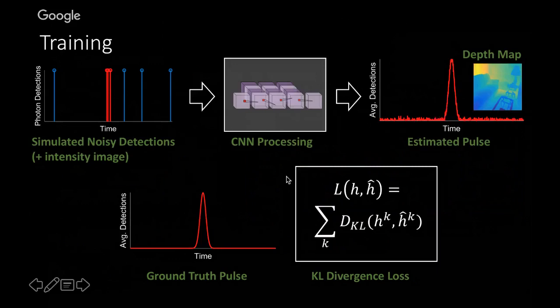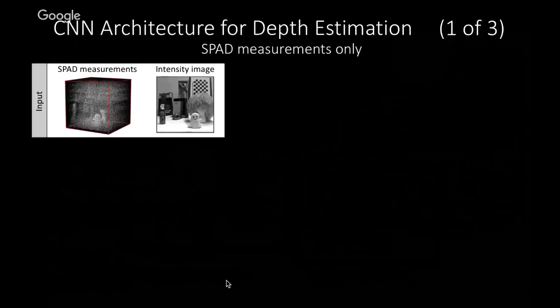And we're training this by comparing the output of these CNNs to our ground truth pulse, which is represented by the depth maps that are within our database. And we use a KL divergence loss function in order to do this comparison here. And we've tested a number of different architectures in order to see how we can make use of both the SPAD measurements and intensity images.